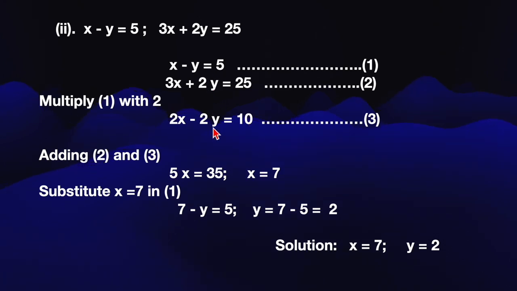Now when I add, see this will get cancelled. Plus 2y minus 2y will become 0. Here again 5x is equal to 25 plus 10, 35. So the value of x is 7. Substitute this value of x in any one of the equations and simplify. You will get the value of y as 2. So the solution is x is equal to 7, y is equal to 2.